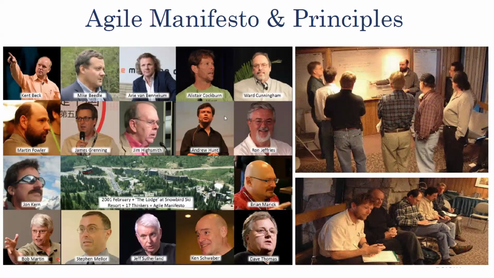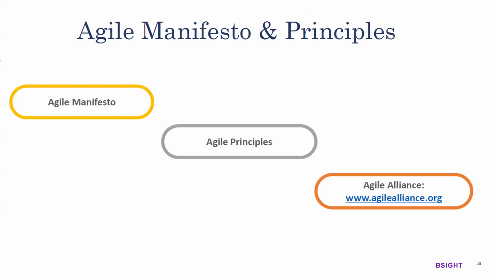So at the end of the meeting, a 2 or 3 days meeting, I can't recall that, they came up with something called the Agile Manifesto, which includes 4 Agile values and 12 Agile principles. You will find that at www.agilealliance.org. Like PMI, the Project Management Institute, Agile Alliance is an independent, not-for-profit professional association promoting Agile practices globally.